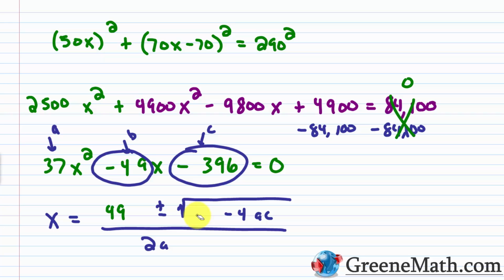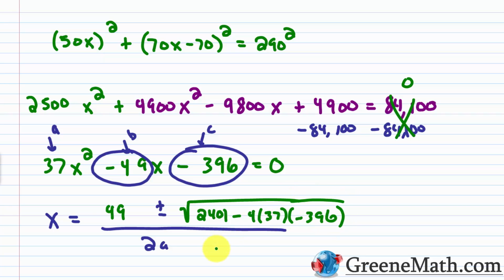So let's just go ahead and do that real quick. If I square negative 49, I get 2,401. So let me write that in. 2,401. That's kind of hard to fit in there. So let me redo this. So square root of 2,401, again, minus 4 times. For A, I have 37. And then for C, I have my negative 396.